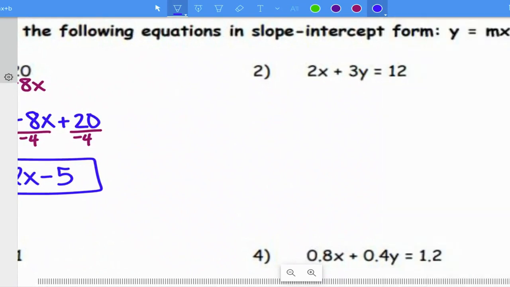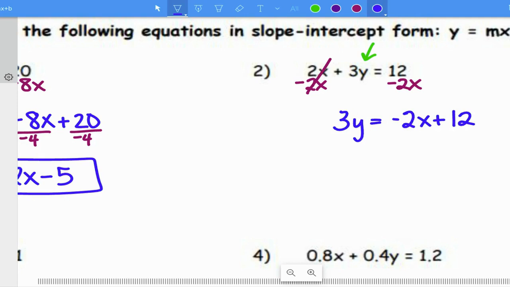Same process. You can pause this one and try it yourself first and then check your answer if you'd like to. But again, I'm going to try and solve for y. I'm going to move my x term to the other side. So I'm going to subtract off 2x from both sides of the equation, giving me 3y equals negative 2x plus 12.